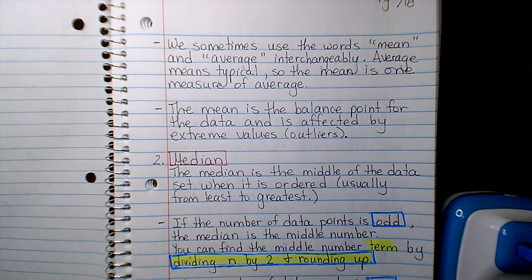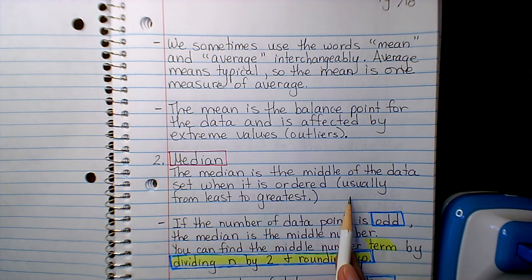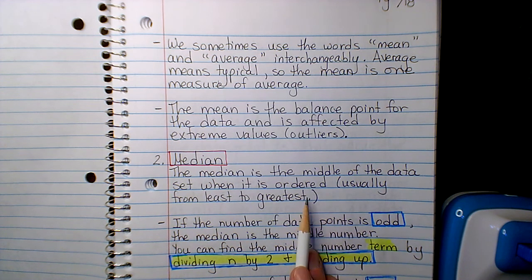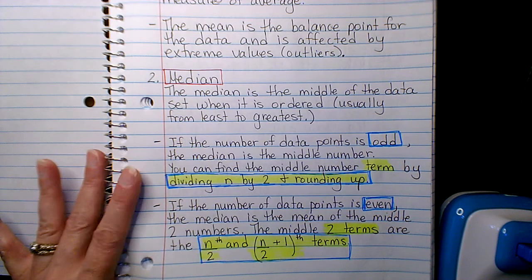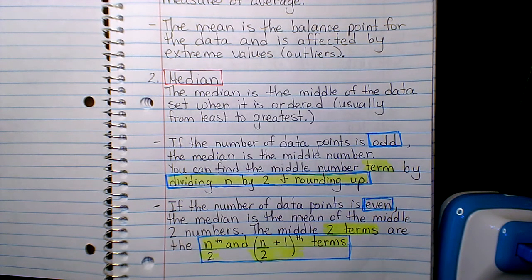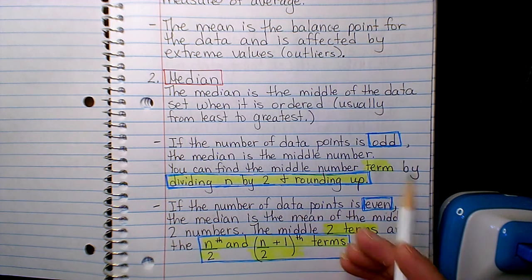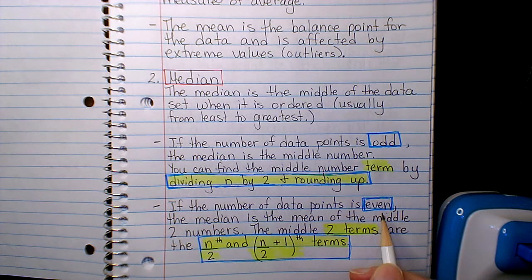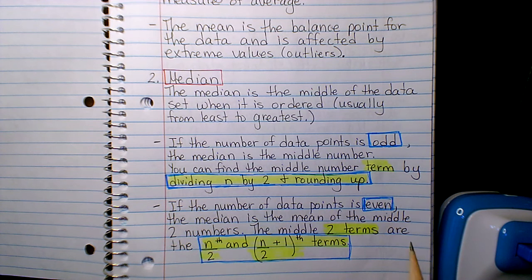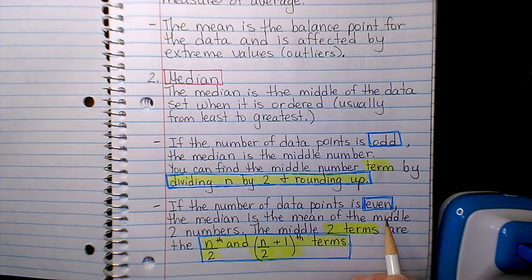The median is just the middle of the data when it's in order from least to greatest. That's important. It has to be ordered, and it's usually from least to greatest. You cannot just find the middle of the data set without it being in order. Now, you got to consider something here. If the number of data points is even or odd, where the middle is going to change. If the number of data points is odd, then the middle is going to be one of the data points. If the number of data points is even, you're going to have to average or take the mean of the middle 2 data points. Okay?